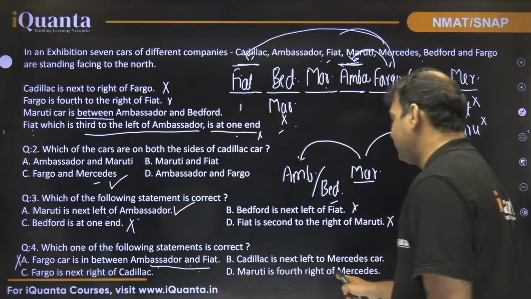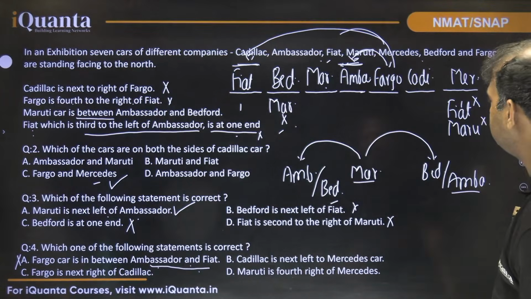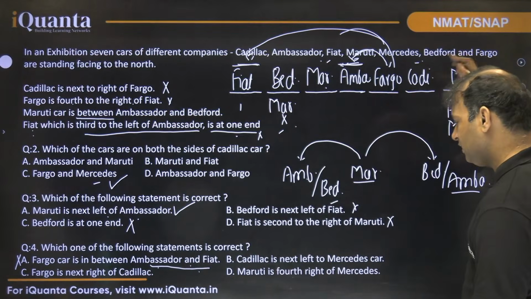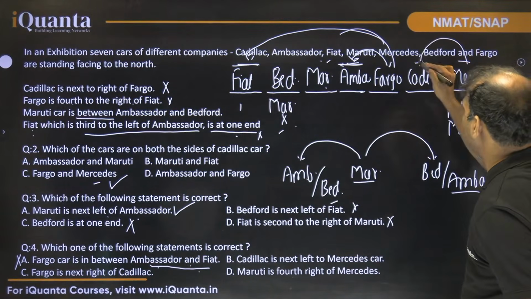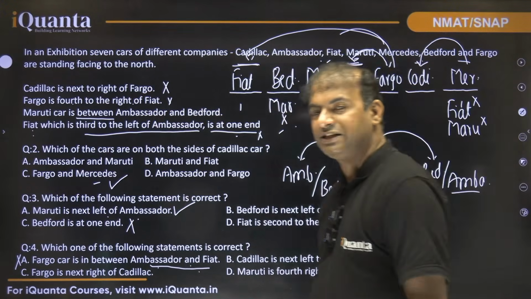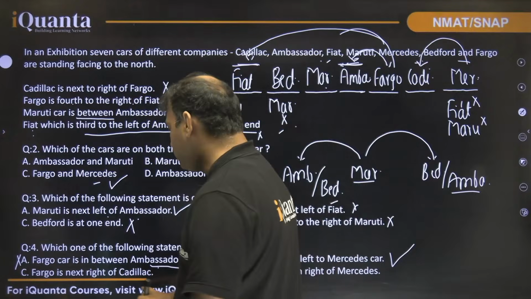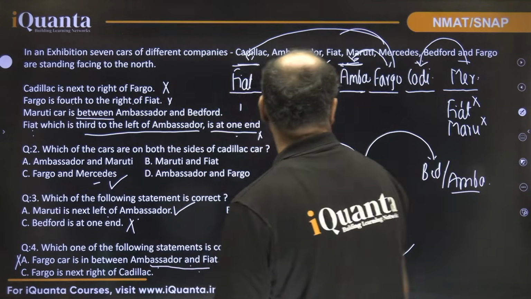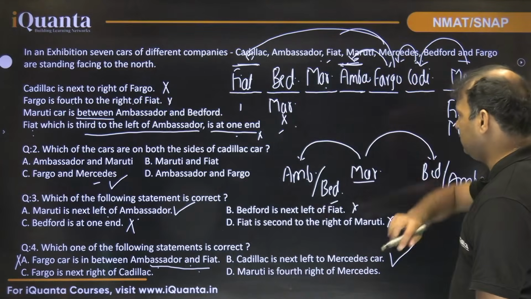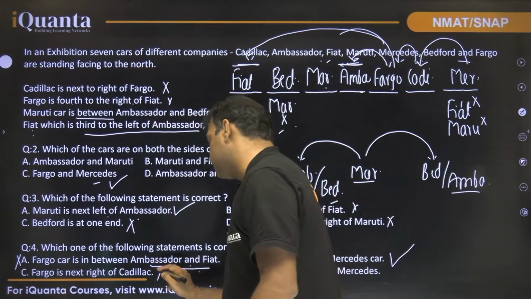Second statement is that Cadillac is next left of Mercedes. Cadillac is here and Mercedes is here, which is actually correct, right? Cadillac is just next left of Mercedes, which is the right statement. So option B is correct for sure. Let's quickly check the other two. Third one is Fargo is next right of Cadillac. Obviously not. Fargo is next left of Cadillac actually, so this is also wrong.